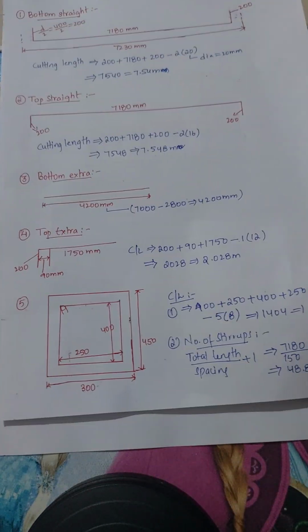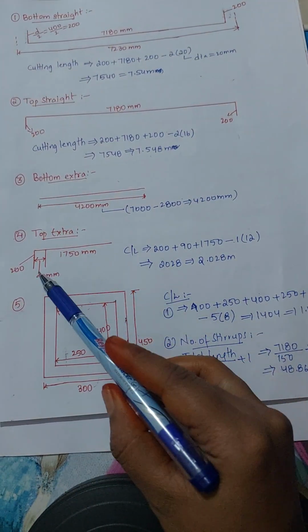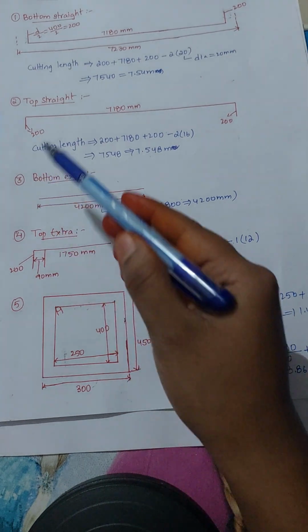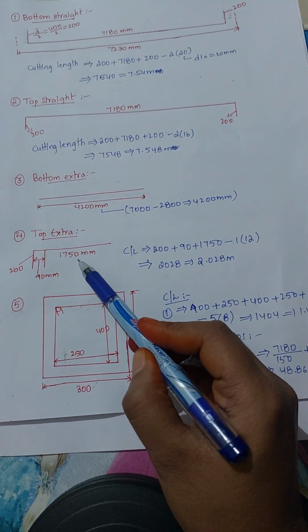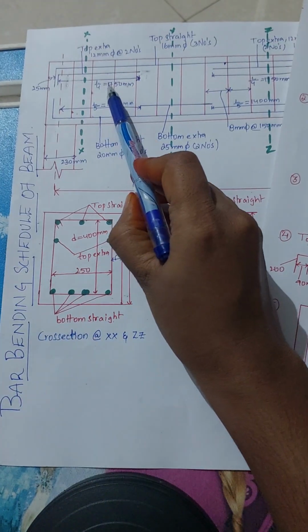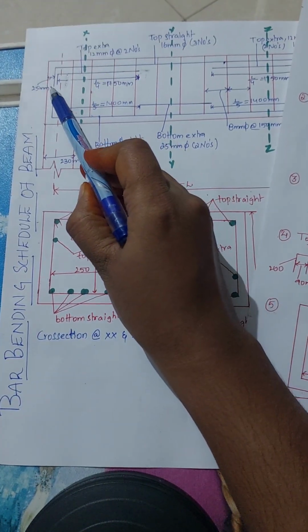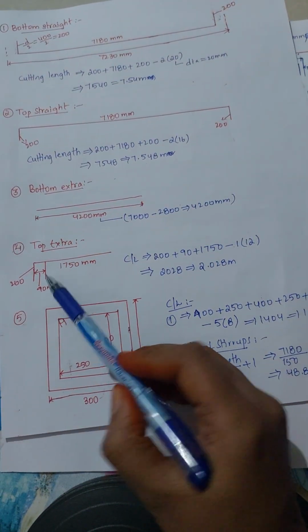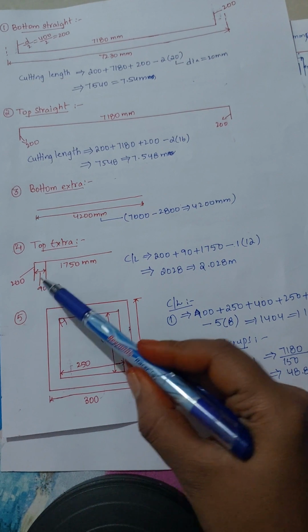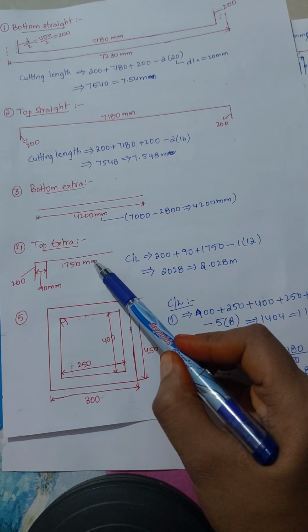So here you can see the top extra. This is 200 mm, as we did earlier. So this is 1750 mm. Here you can see this length is 1750 mm, and the distance from here to here is 90 mm. So please consider this as 90 mm. So the cutting length will be this 200 plus 90 plus 1750.